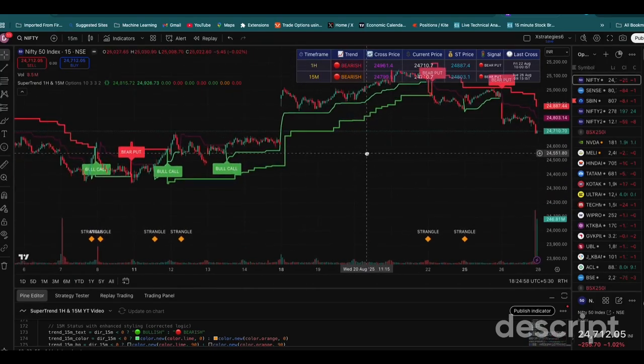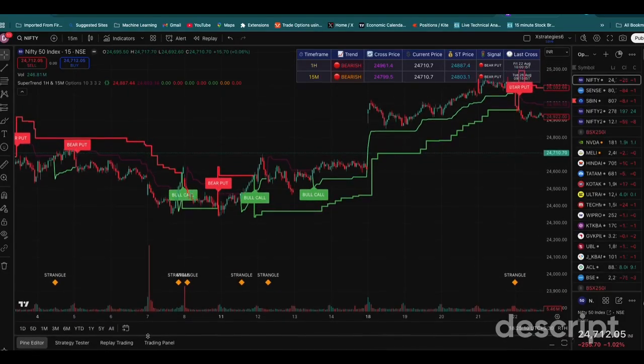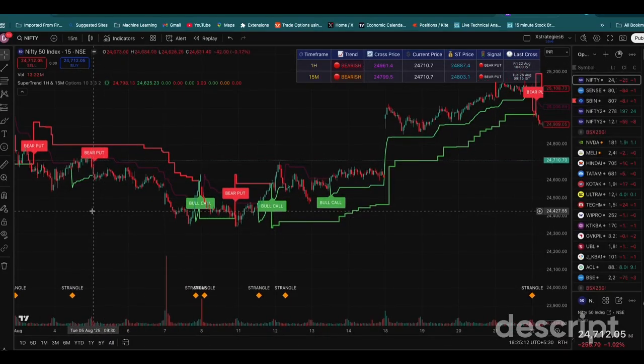Let's go a little bit back, and then we have something like this. This is August 5th, 9:30, and we got the bear put signal. A bear put happens when the price is below the 1 hour SuperTrend and also below the 15-minute SuperTrend. It is telling that there is good bearishness in the market. That's where you will have to get into a bear put spread.